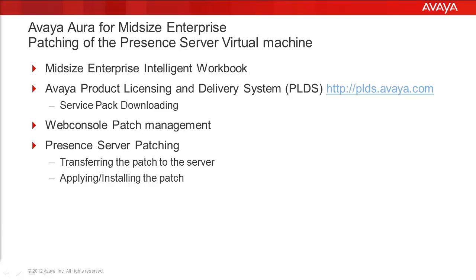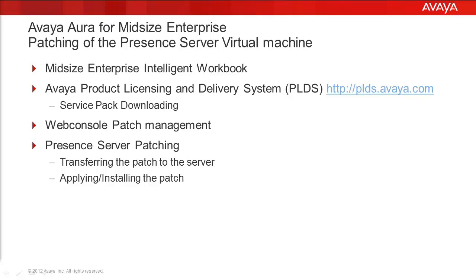Our task is to use the Midsize Enterprise Intelligent Workbook to download from PLDS the Presence Server Service Pack 2, transfer it to the Midsize Enterprise Presence Server virtual machine, and install it. This particular video focuses on the only patch process that is not handled by the System Platform Web Console Patch Management function in the Midsize Enterprise template.